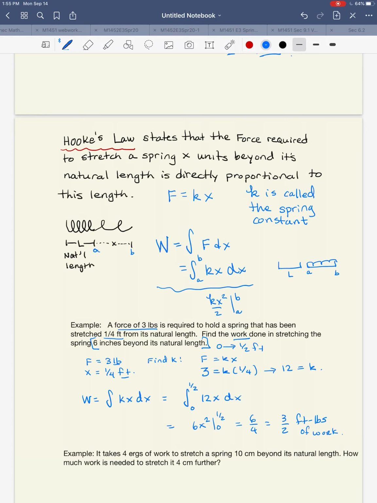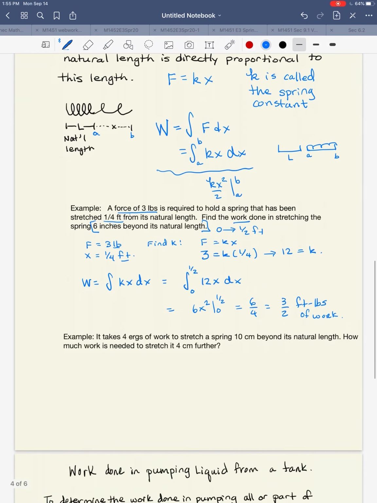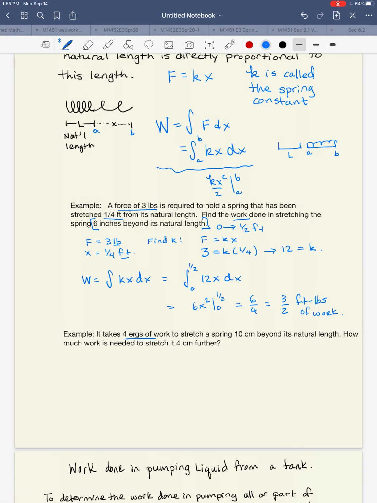Okay. Now pay attention to what you're given. Here we were given a force and a distance and asked to find the work. In my next example, we're given an amount of work to stretch a spring, and we're going to use that to find the spring constant. So if I'm given work, then I begin with this. Work is the integral of k times x dx. I'll put my 4 ergs of work here, and we're going from its natural length to 10 centimeters beyond its natural length. And so we're going to take this equation and solve it for k.